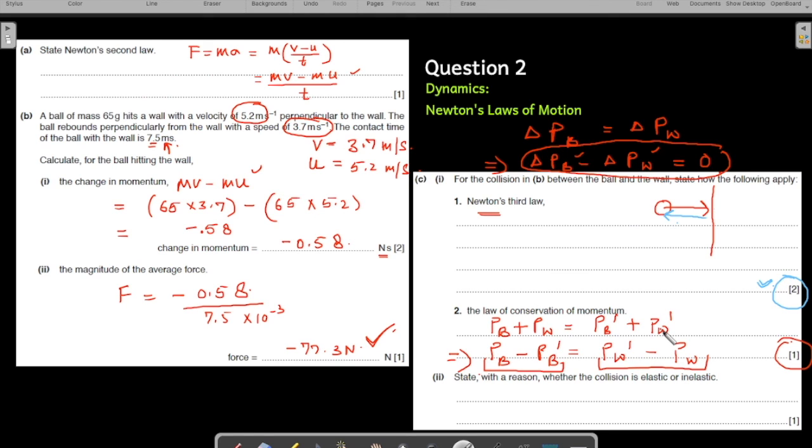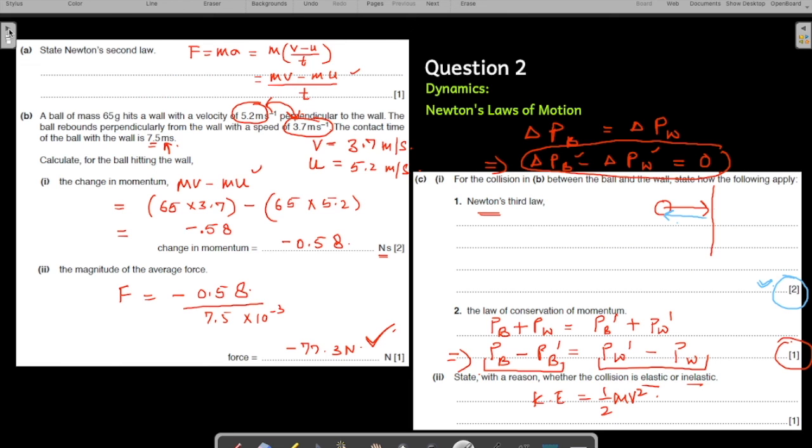Alright, now the last point: state with a reason whether the collision is elastic or inelastic. So how do you define elastic and inelastic? In terms of kinetic energy. Is the kinetic energy conserved? For the kinetic energy to be conserved, the velocity has to be conserved. Is the velocity conserved? Compare the two numbers. No. The formula for kinetic energy is half mv squared. If the velocity itself is reducing after collision, that means kinetic energy is reducing, right? So it is inelastic.